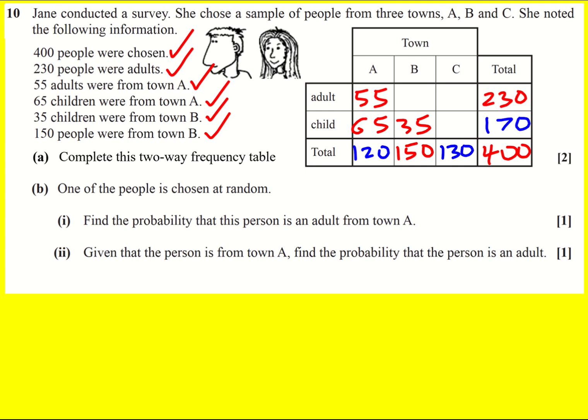And then I could, what should I do next? Okay, let's work out how many adults are in town B. It's going to be what I add on here. It's going to be 115. Then if I add on 55 to 115, that's going to be 170. So this must be 60. And then finally, the difference between 60 and 130 is 70.